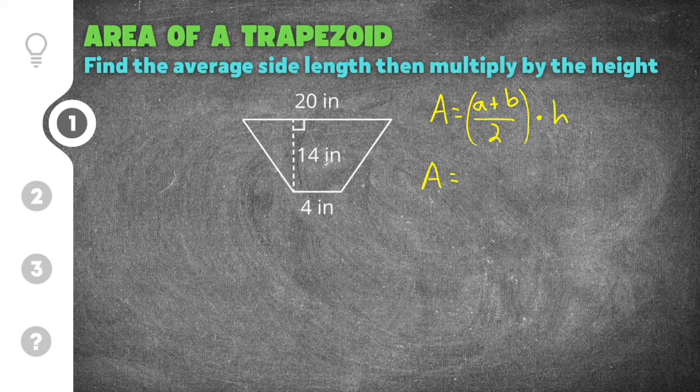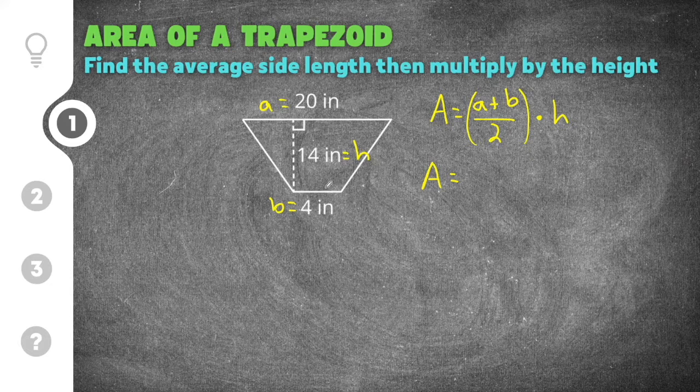For the side lengths, it doesn't matter which one is A and which one is B. The side length will just be the edge of a trapezoid, and the height will be the distance between the 2. We can see that the sides of this trapezoid are either 4 or 20. It doesn't matter which one is A or which one is B. I'm just going to say A is 20 and B is 4. And the distance between them is going to be the height. In this case, the distance is 14.